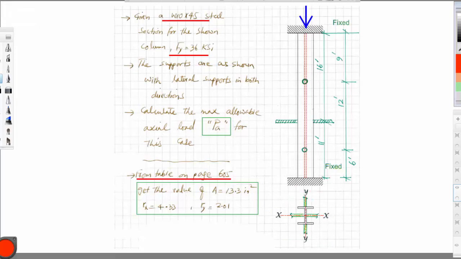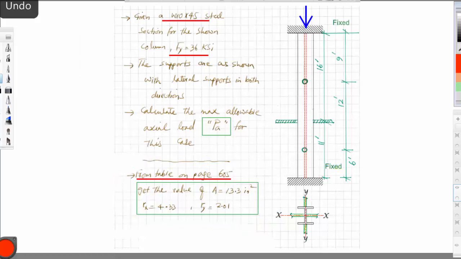And again, the question is to calculate the value of maximum allowable axial load. So step number 1 is, or even before the start of calculation, we need to get the values of the cross-sectional area, which is 13.3, and Rx value is 4.33, and Ry is 2.1. And again, I repeat, these are not going to be given in the question.